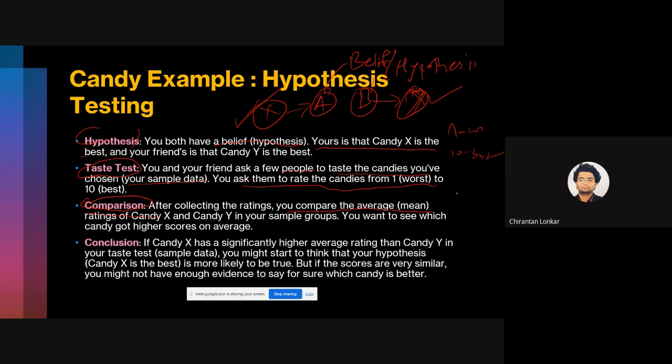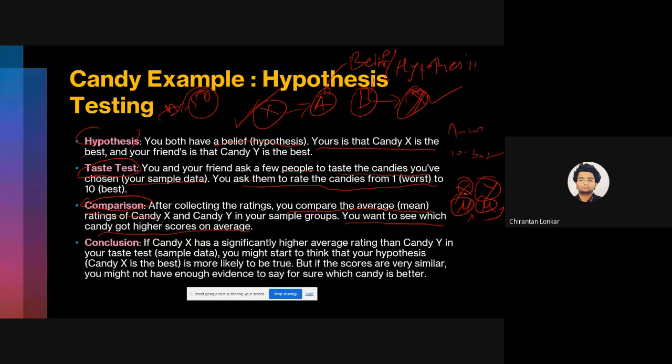So I'll take candy X and candy Y, and I'll take the mu of X and mu of Y, which is basically the average score of X and the average score of candy Y. And you want to see which candy got the higher scores on average. Because let's say I have taken a sample of 50 people, 50 people are going to taste different candies. I'm going to take the average out of 50 and check what was the average score candy X got, what was the average score that candy Y got. So what is the conclusion?